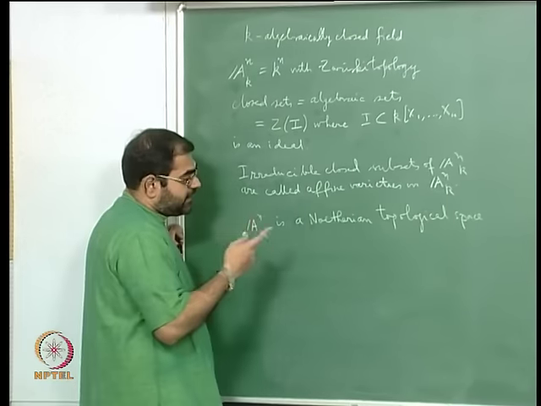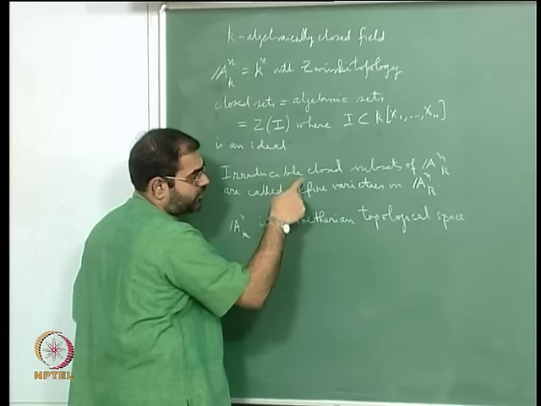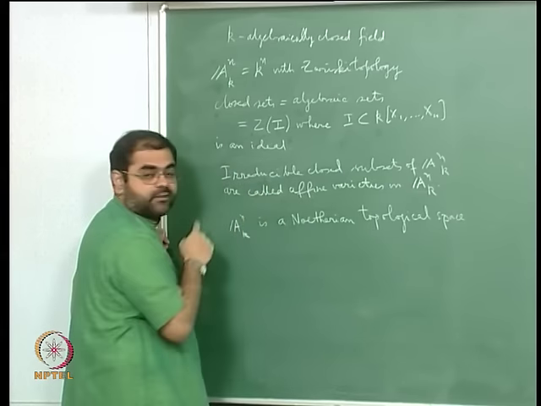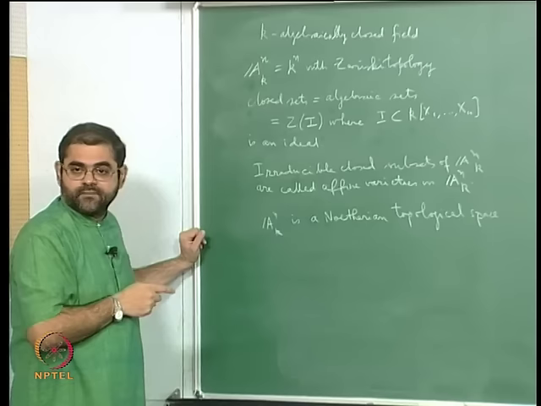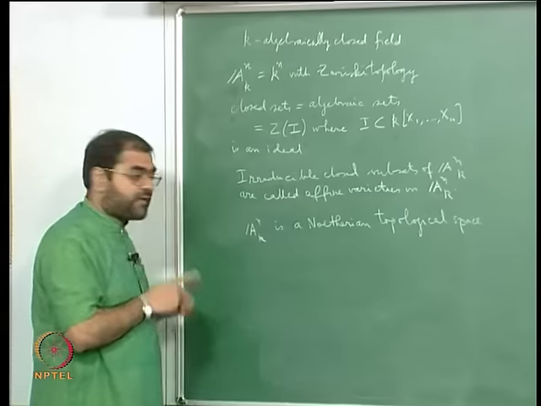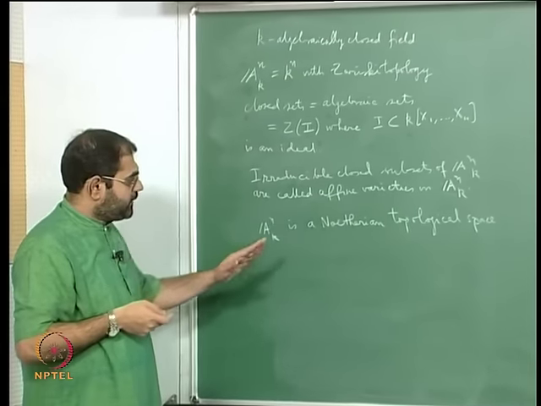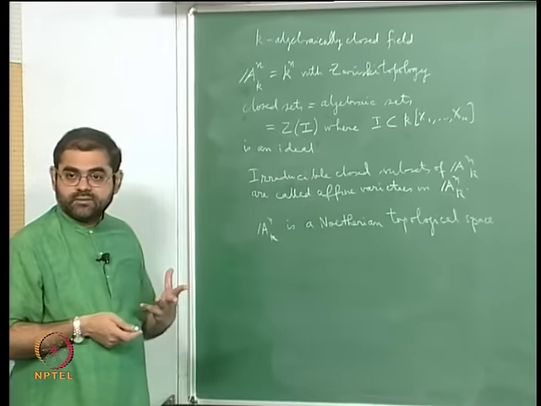So the key to showing that any algebraic set can be broken down into a finite union of affine varieties in a unique way is due to the fact that An is a Noetherian topological space. So let me recall what I told you in the last lecture.